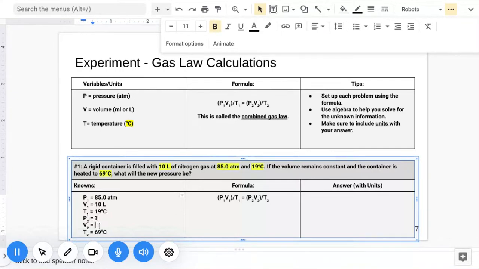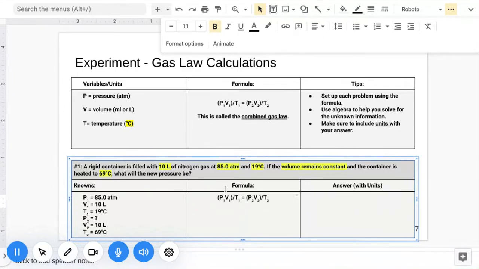So where is the volume? In the second sentence, it said the volume remains constant. Constant means it stays the same. So we're going to use the same volume before and after. That means the container has not changed size. You can also say it's a rigid container because if it was a flexible container, like a balloon, for example, it would change size. But it tells us in this case it's a rigid container. So picture a box or a plastic jug or something like that.